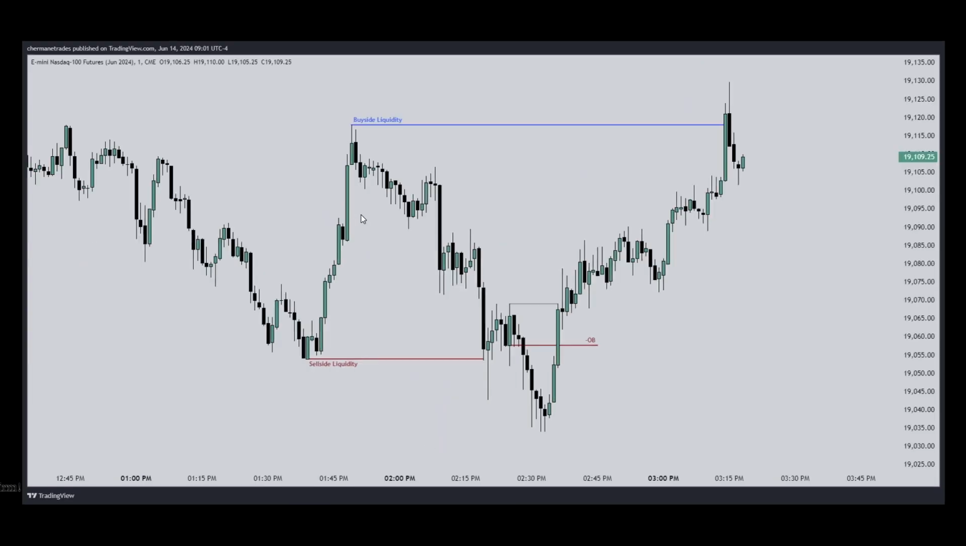All right. Here's another example where we didn't have a market structure shift per se, but there's still a buying opportunity. We drop down, take out sell side liquidity. We rally up. I'm drawing this little line here to show that this high was not taken out. But how can you trust to buy without seeing a market structure shift? Our PD array is getting violated.